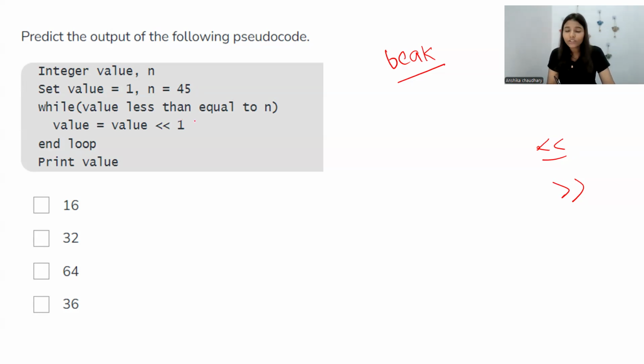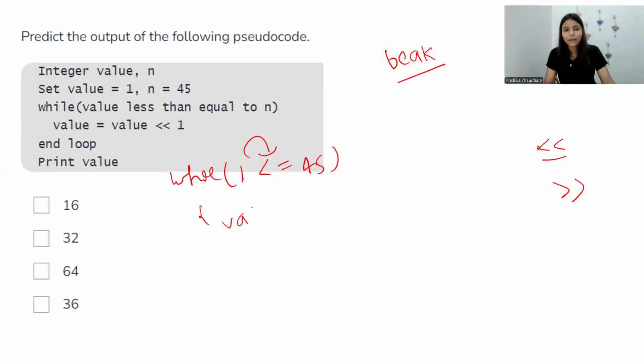So I will share a shortcut trick for this as well, because there is a long method to convert them, but we don't need to go for the long method. Value contains 1 and n equals 45. So we have a while loop, and the condition is value less than equals to n. Value is 1 initially, which is less than equals to n, which is 45. So yes, the condition is true.